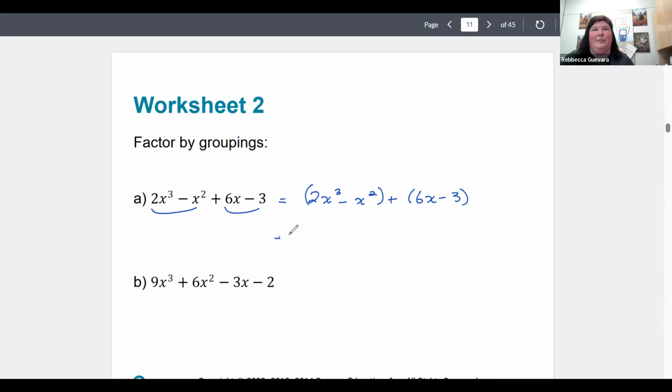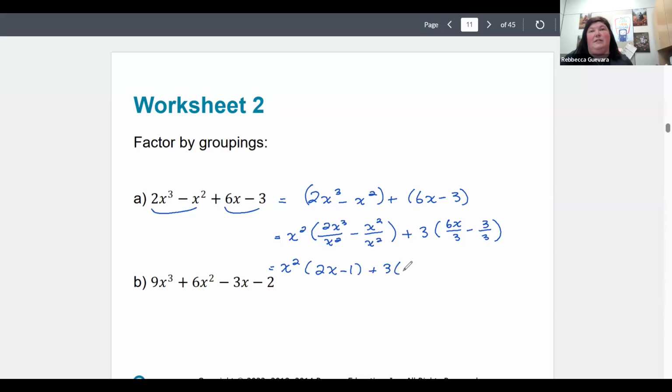I'm going to write that little extra weird step in there. So x squared, basically, we're going to take 2x cubed divided by x squared, and we're taking x squared and dividing it by x squared. And then here we can factor out at least a 3, which means essentially we're going to divide it out of all of our terms. So we have x squared, and we are going to be left with 2x minus 1 plus 3 times 2x minus 1.